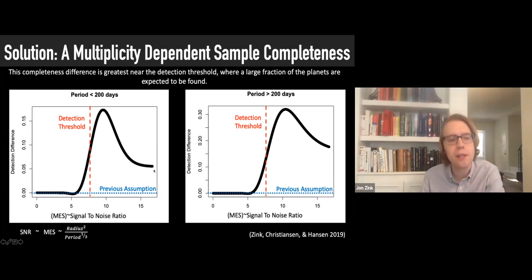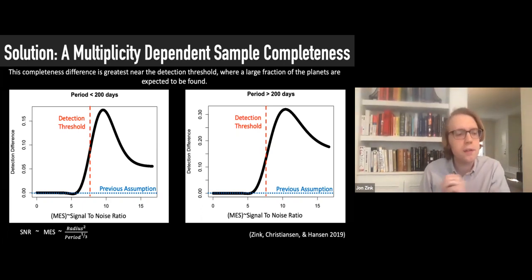But one thing to really keep in mind is that about 50% of the total candidates found by Kepler have a signal-to-noise less than about 18. So they're mostly in this range. So this has a really large impact because this is where most of the planets we're finding are. And so if we're getting this completeness wrong, then we're getting the extrapolation of the underlying population wrong as well. We're undercounting in some sense.